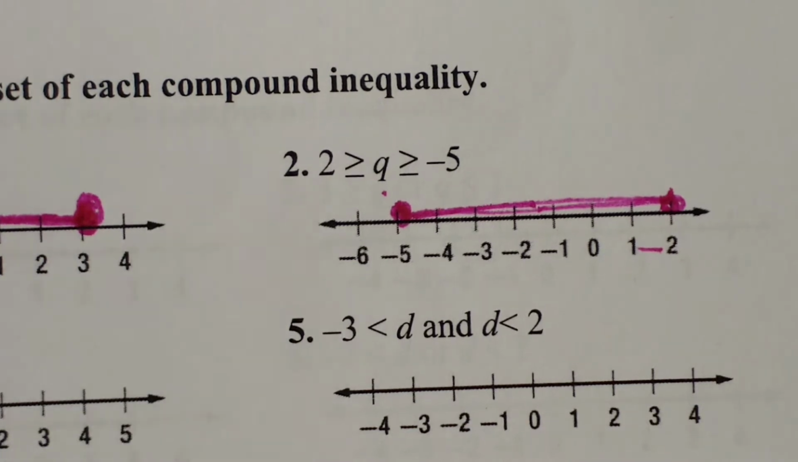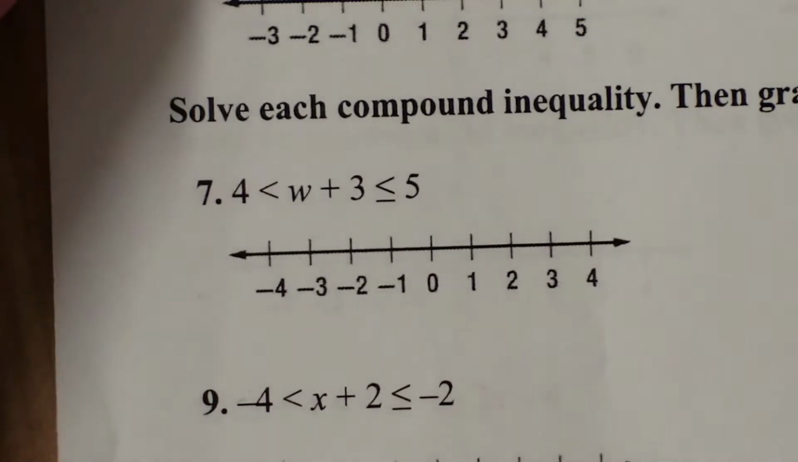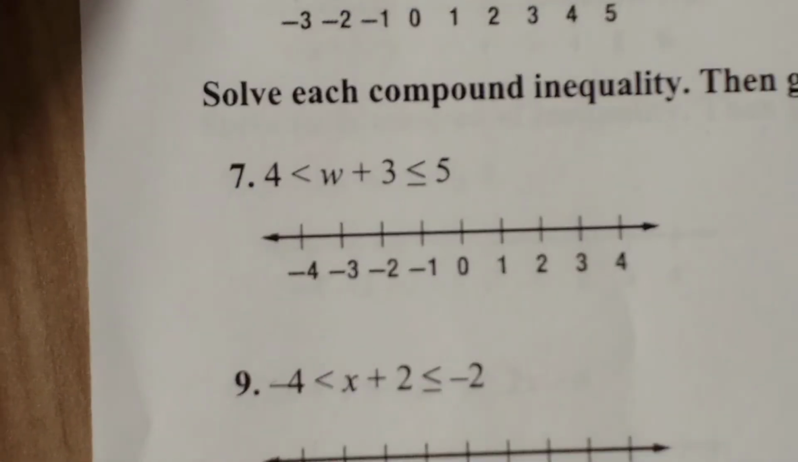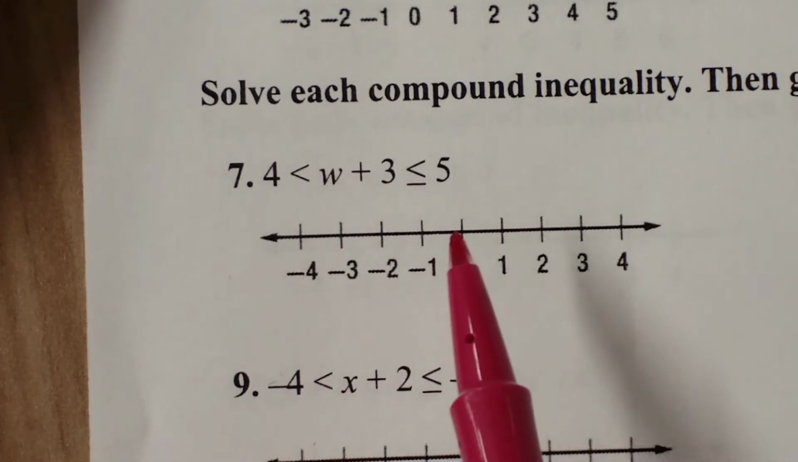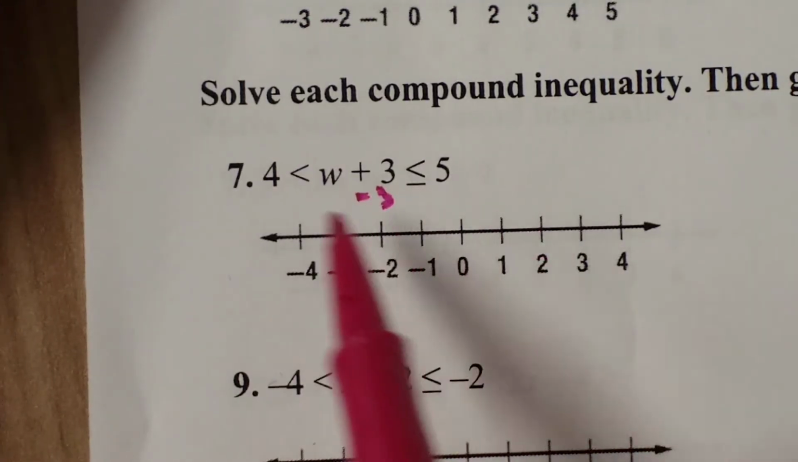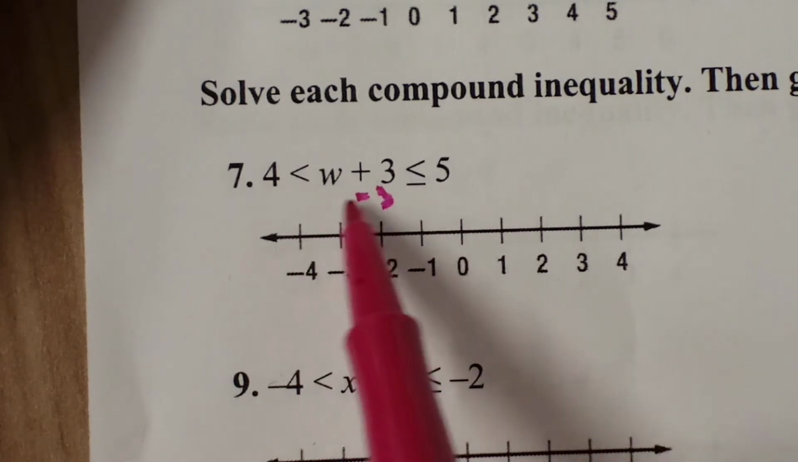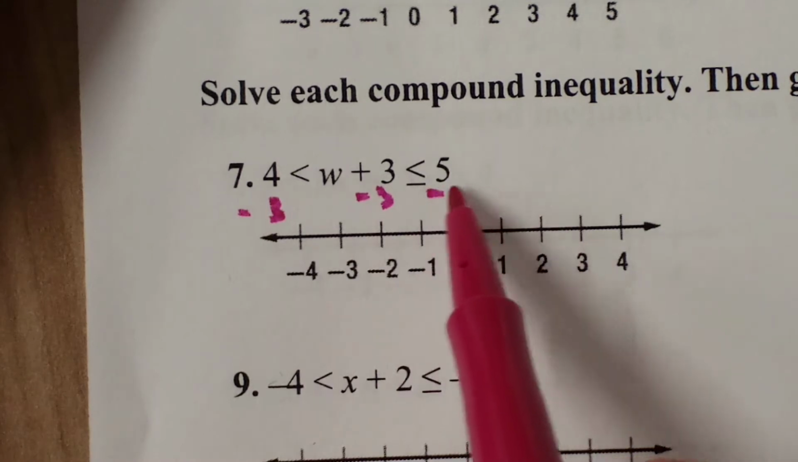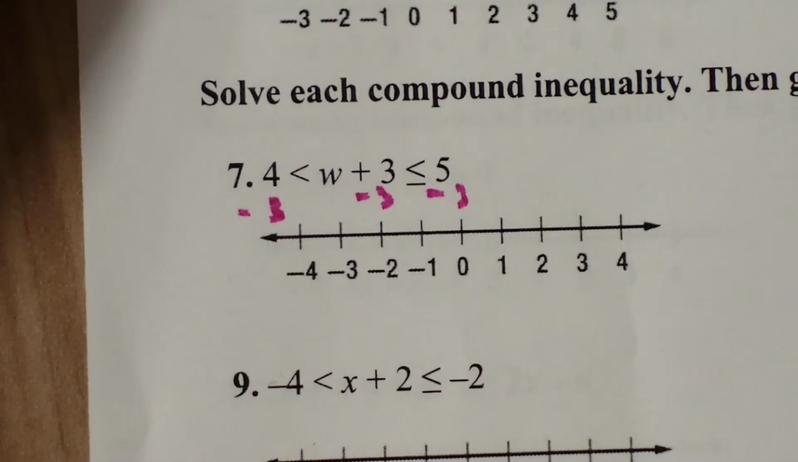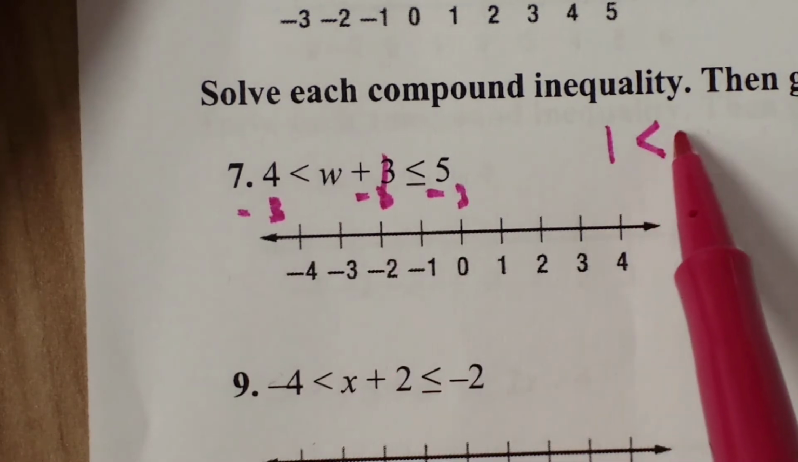Okay. If we have to solve one, let's look at one of these like number 7. If I want to get w by itself, it's in the middle now. So if I want to get w by itself, I would simply take away 3 here. Now instead of what I do to one side I do to the other, it's what I do to the middle, I do to the outsides. So 4 minus 3 is 1. This cancels and leaves me with w.